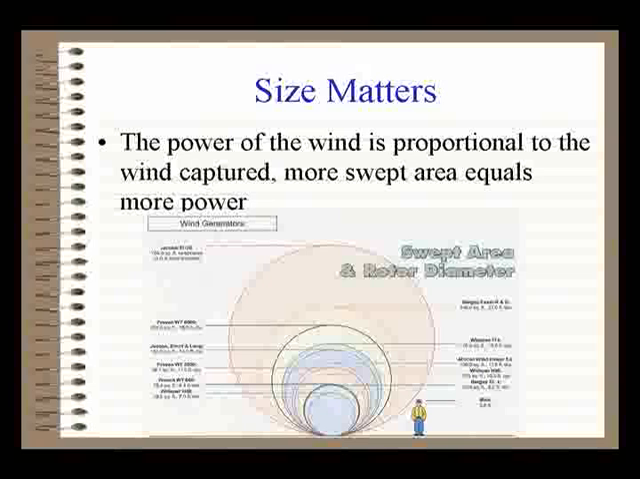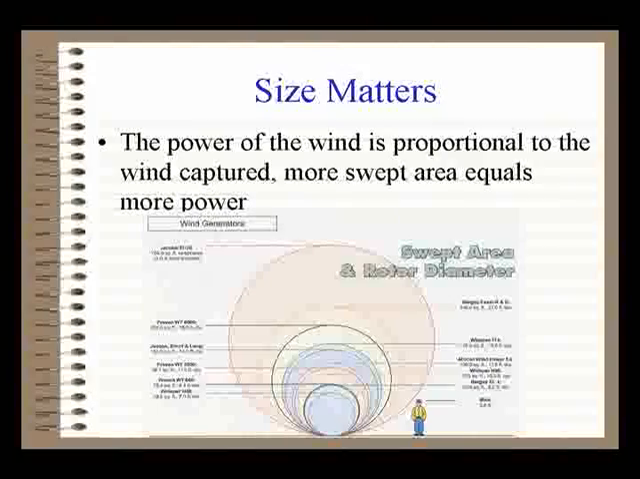As far as size matters, this is an example of some swept area and rotor diameters for the smaller turbines. The Bergey XL1, which is a 1K or 1,000 watt turbine, you see the size of the diameter of the turbine itself is right there. If we go up to African Wind Power, that's the 3.6. It's almost 50% larger, the swept area, the area that captures the wind.